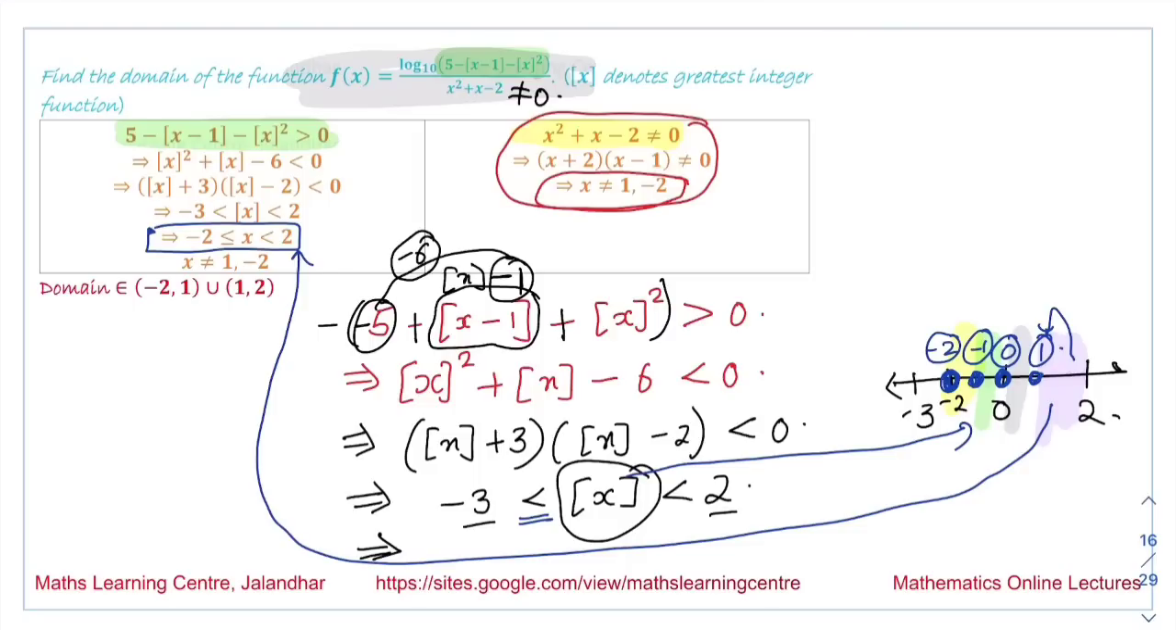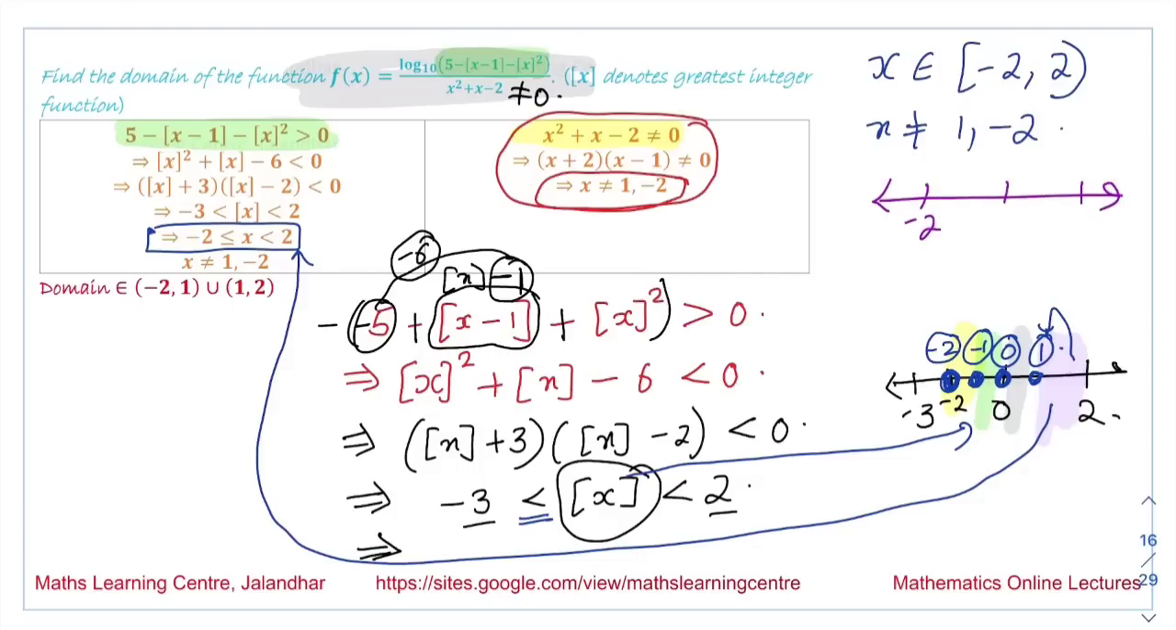So for the domain of this function, we now have two conditions. We are saying that x belongs to [-2, 2) and x is not equal to 1 and -2. If we remove these two points, this is the number line, this is -2, this is 2. 2 is already removed. This is the point 0, this is the point 1. 1 is removed, -2 is removed. So we are left with the interval -2 to 1, and second we are left with 1 to 2. So the domain of this function is (-2, 1) union (1, 2).